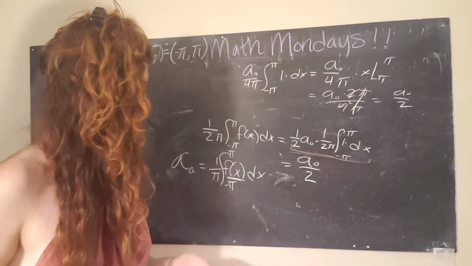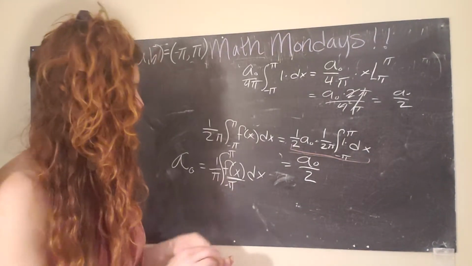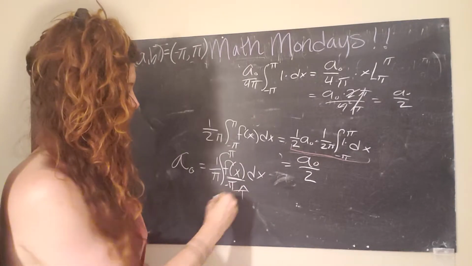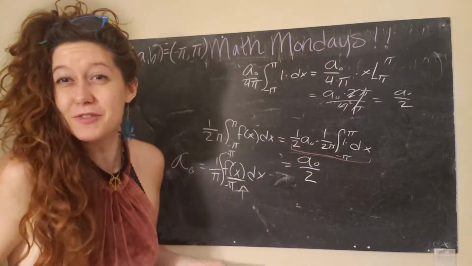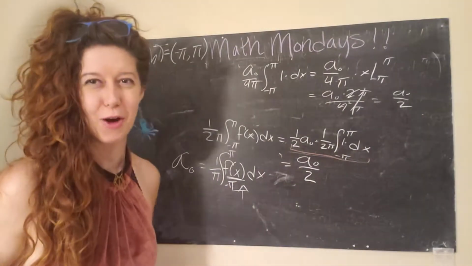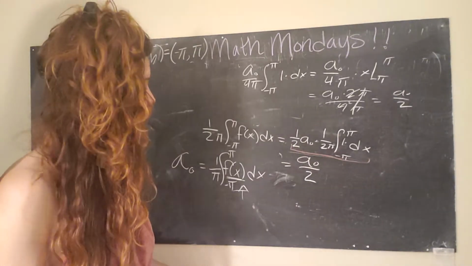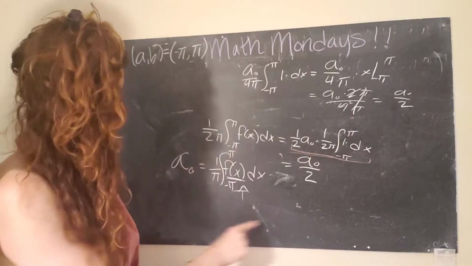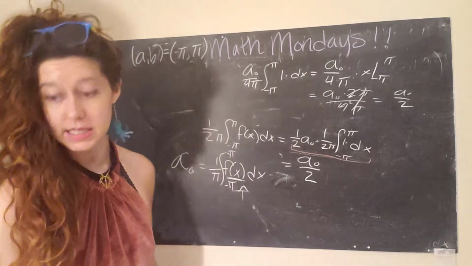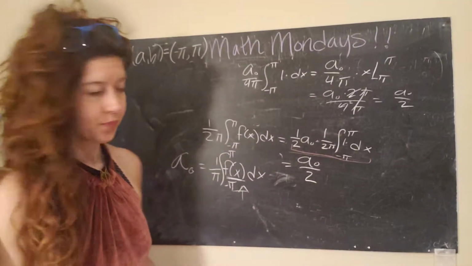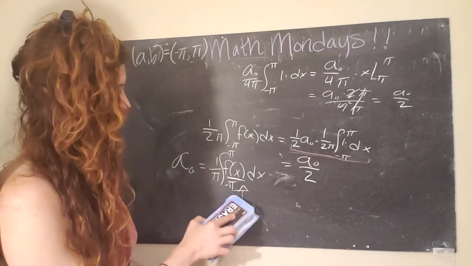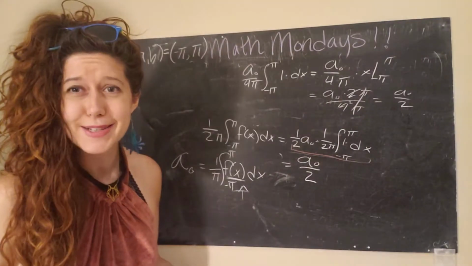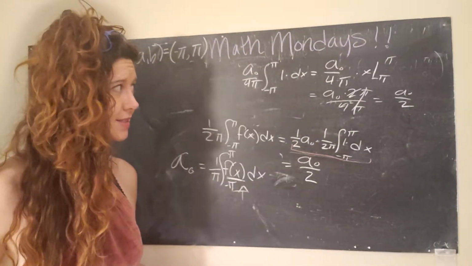So there are lots of different reasons. But you will be given this function, hopefully. Or you'll have to suss it out from the real world. But you will be able to figure out what this is, and then using this equation, you can find a naught. Okay, so we have an equation for a naught, but what about the rest of the coefficients?